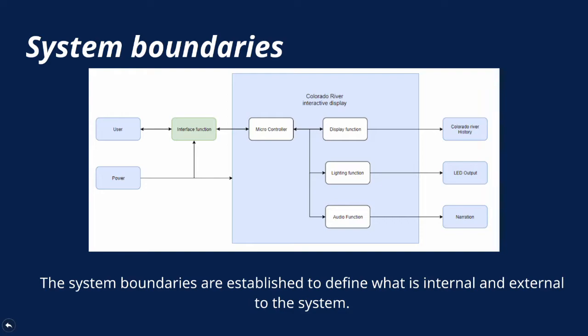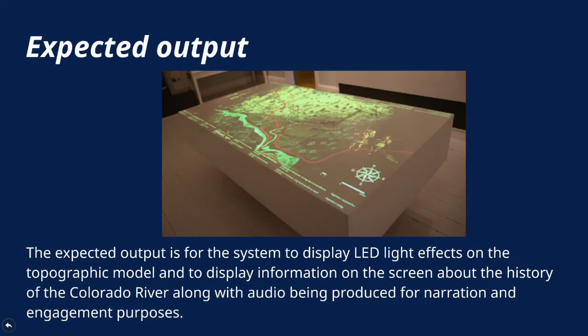Expected output. Once the system user selects a function, the expected output is for the system to display LED light effects on the topographic model and to display information on the screen about the history of the Colorado River along with audio being produced for narration and engagement purposes. The LED colors consist of blue for the river, green for the dams, and red for the cities. System users will have the option to choose a different input to be displayed on the system.